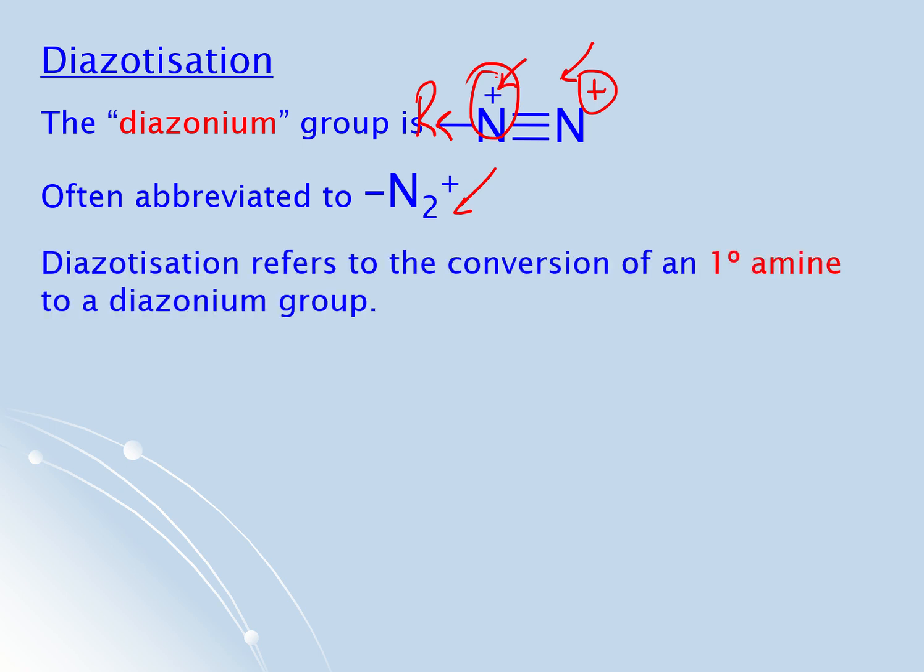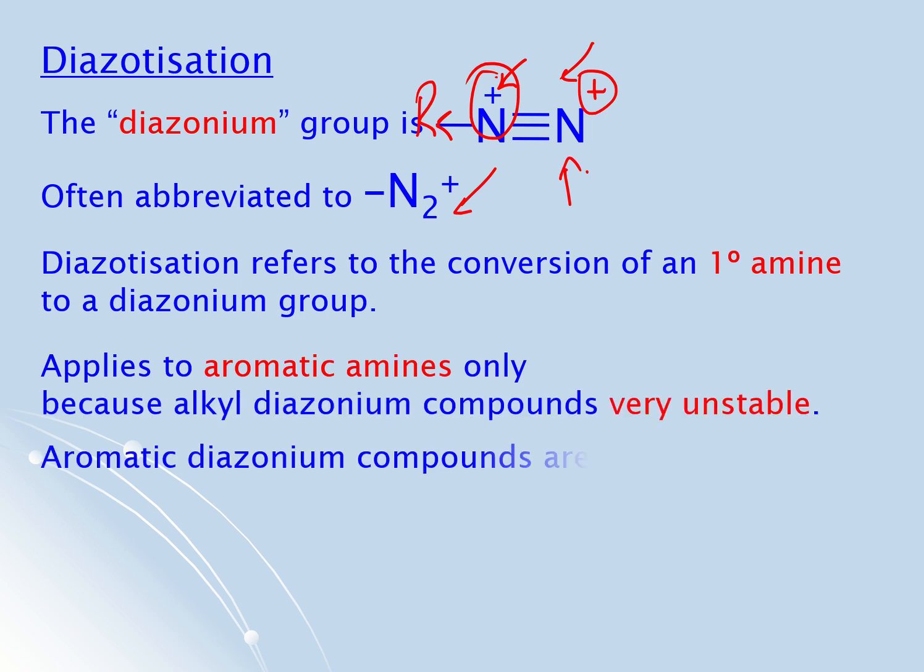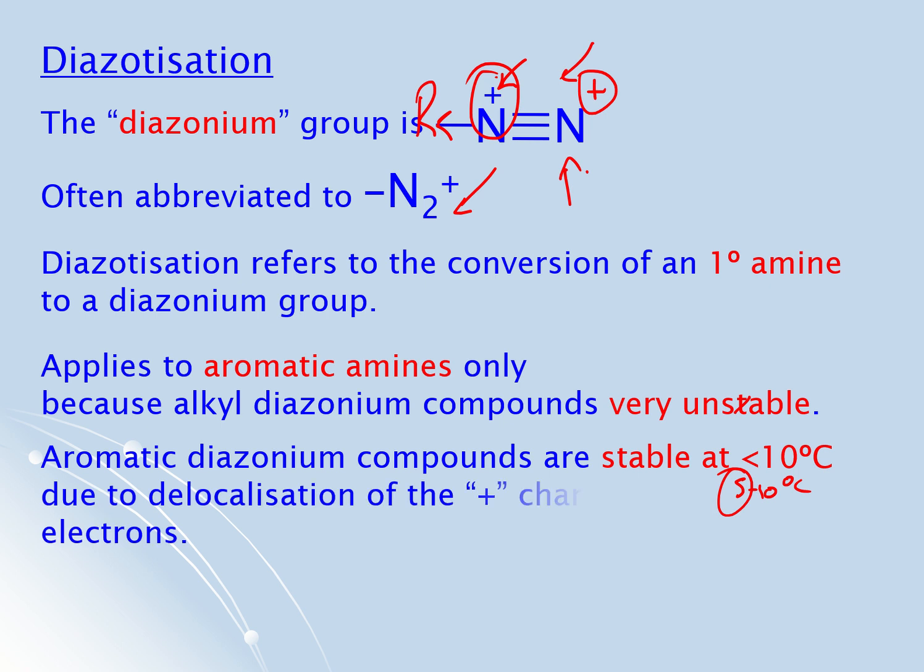Diazotization refers to the conversion of a primary amine to a diazonium group, this being the diazonium group. It only applies to aromatic amines. As we said in the previous slide, aliphatic amines are too unstable and will just decompose into the alcohol. This has to be done at less than 10 degrees, as I spoke about on the previous slide with nitrous acid in the cold. It's usually done between 5 and 10 degrees. Anything below 5 simply makes the reaction too slow.